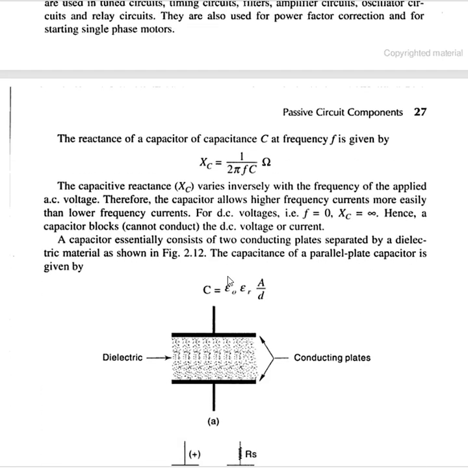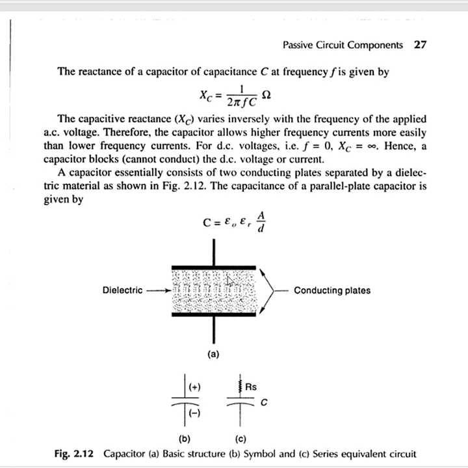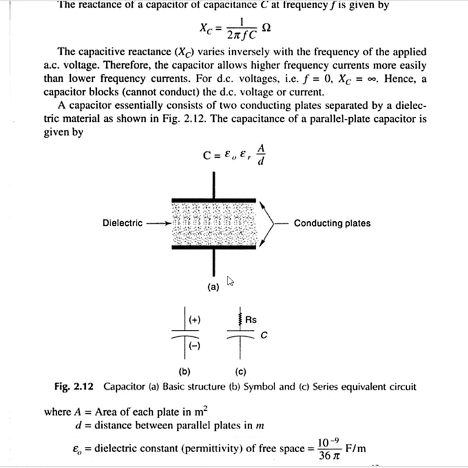The reactance of a capacitor of capacitance C at frequency f is given by Xc equal to 1 by 2 pi fC ohm. The capacitive reactance varies inversely with the frequency of the applied AC voltage. Therefore, the capacitor allows higher frequency current more easily than lower frequency current. For DC voltages, that is f equal to 0, Xc equal to infinity. Hence, a capacitor blocks the DC voltage or current.